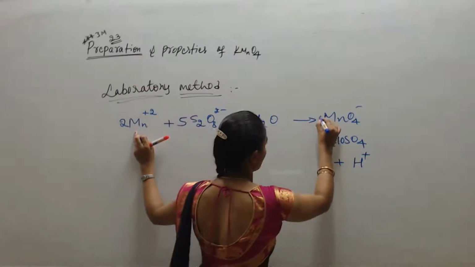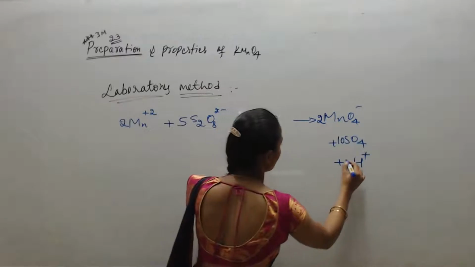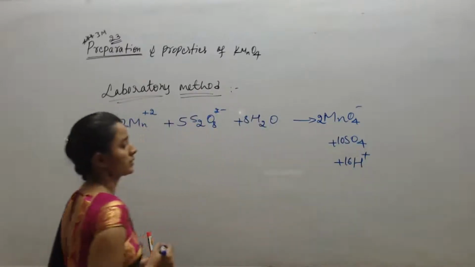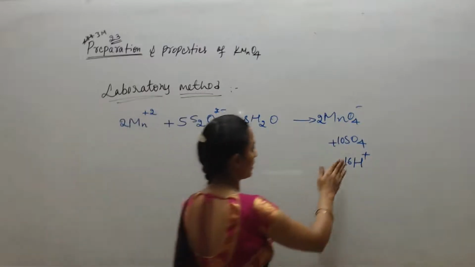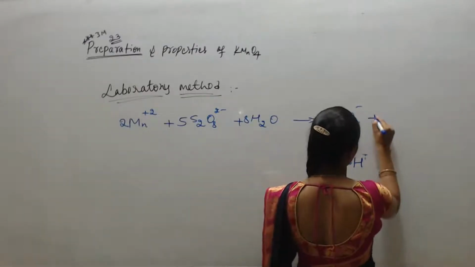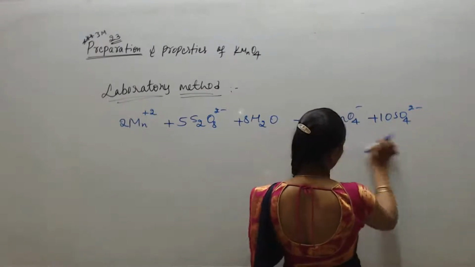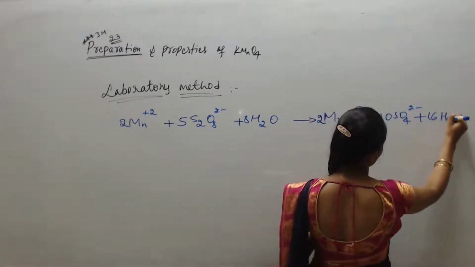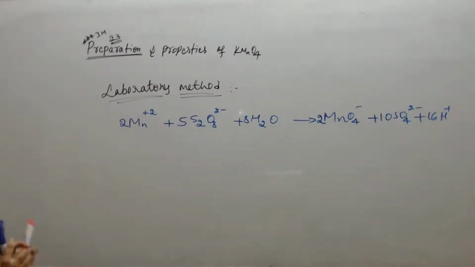Here 2 MnO4, so remaining is 16 H plus. So this is the reaction. You may write it here directly. 10 SO4 2 minus plus 16 H plus. So this is the reaction. This is the laboratory reaction.